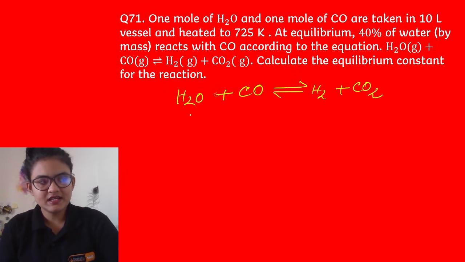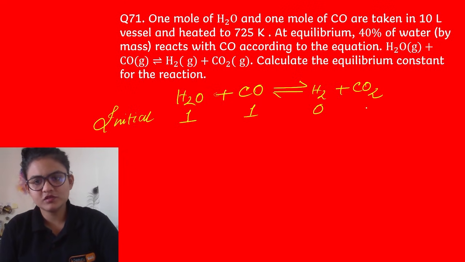Let's build the initial concentrations. Initial moles of H2O let it be 1, here also 1, and for the products definitely 0, meaning the reaction has not started. At equilibrium, some x amount of this and x amount of this will be produced. So here it will be 1 minus x and here it will be 1 minus x.